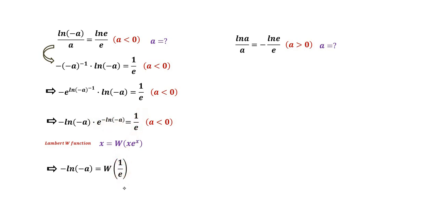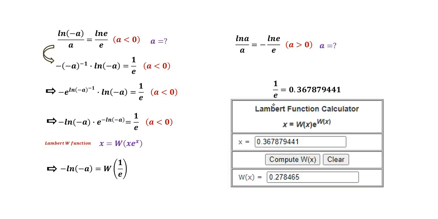So we just directly bring up a Lambert W function calculator right here. Since 1 over e is equal to this value, we put this value into the argument box, and x is equal to this value, and we click compute, and we get the value of the Lambert W function of this. So this is equal to the number right here.